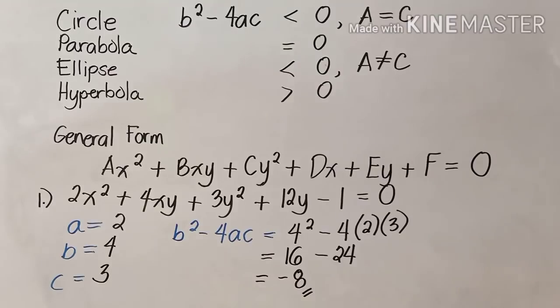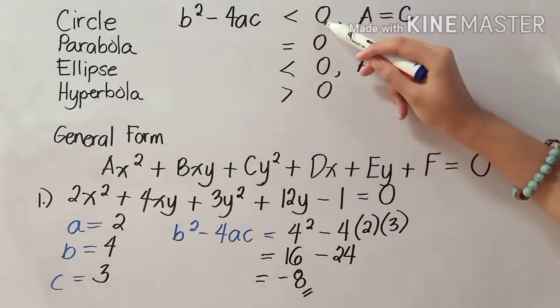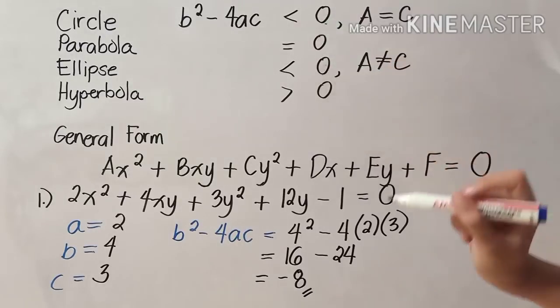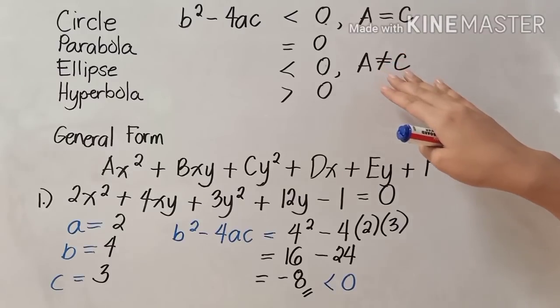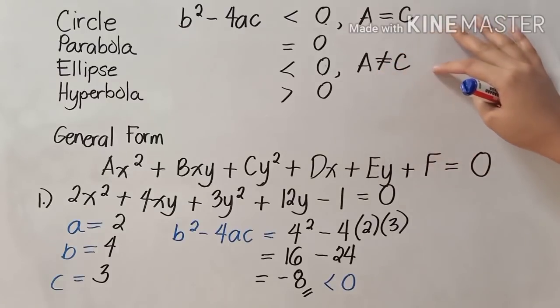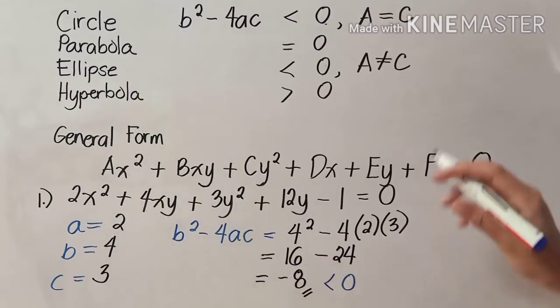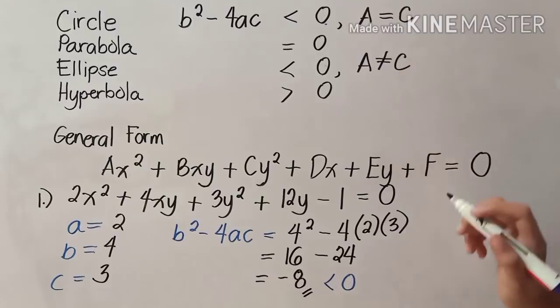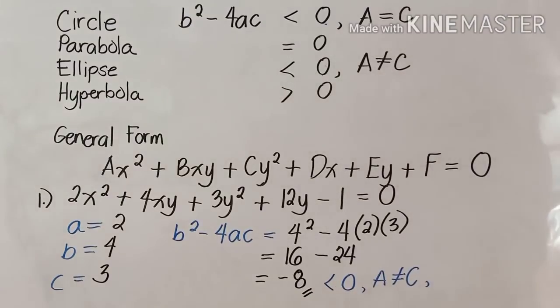Now we know that negative 8 is less than 0. Also, there are two options here, but take a look at the values of a and c. Since in number 1, our a and c are not equal, let us write this: a is not equal to c, therefore this is an equation of an ellipse.